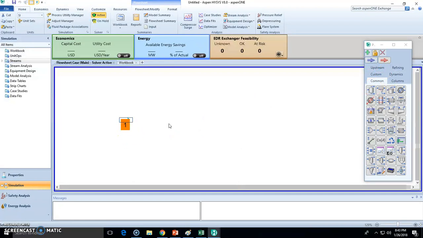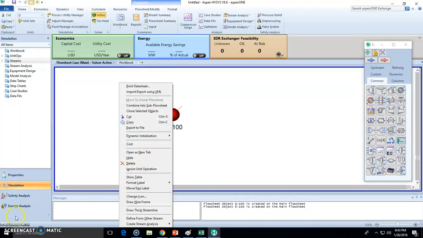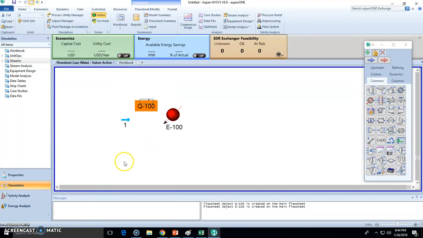For instance, we could add a material stream, an energy stream. If we're talking about the heater, well, this is right here. We can manipulate it as well. And we are going to see that in the next video.